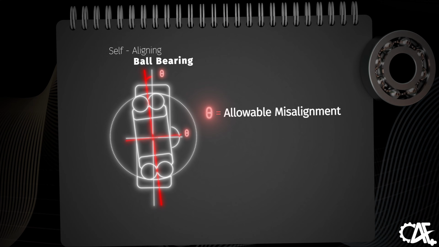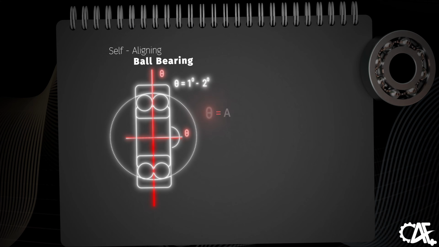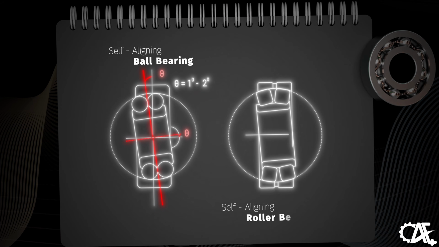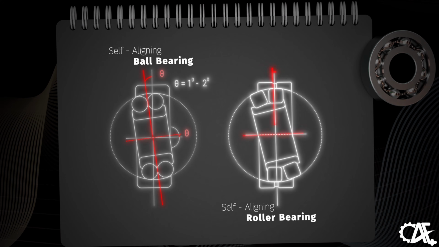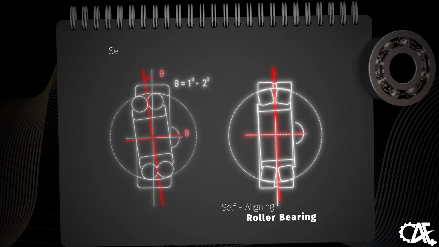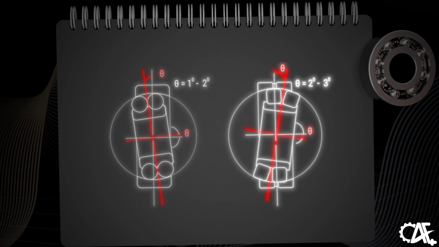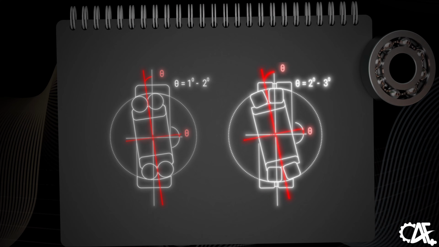This design allows them to tolerate minor angular misalignments, typically within the range of 1 to 2 degrees, making them well suited for applications where shaft deflection or misalignment is likely. On the other hand, self-aligning roller bearings with their cylindrical or spherical rollers offer even greater flexibility in handling misalignment. They can withstand larger degrees of misalignment, often ranging from 2 to 3 degrees or more, due to their robust construction. This capability is particularly beneficial in applications subjected to significant shaft deflection, thermal expansion, or dynamic operating conditions.